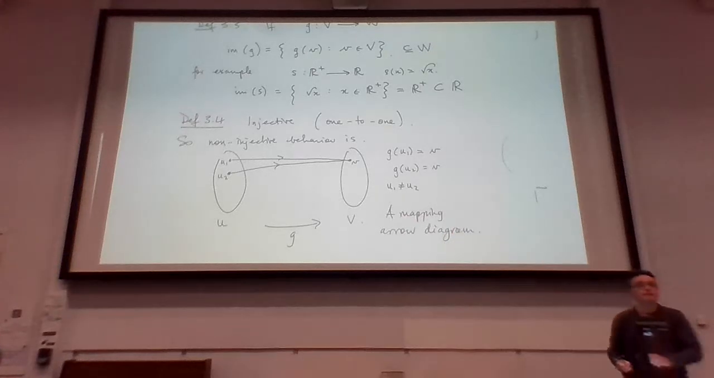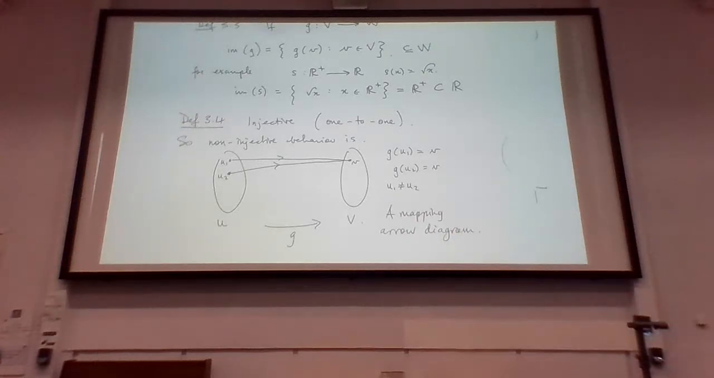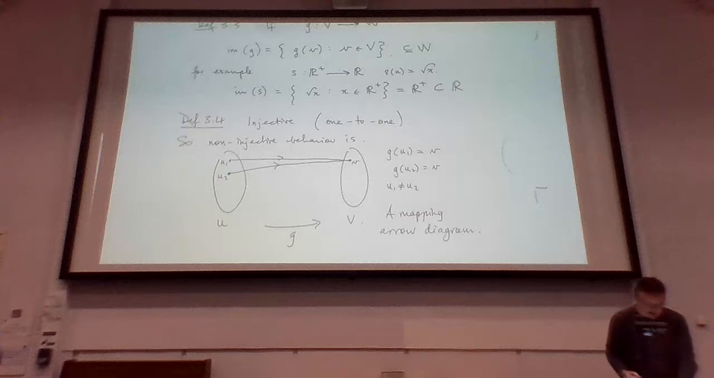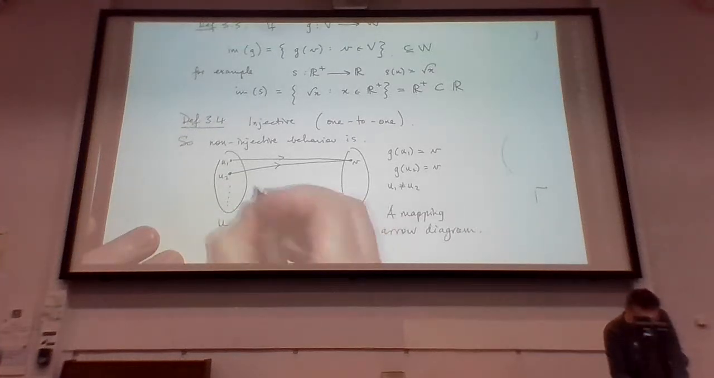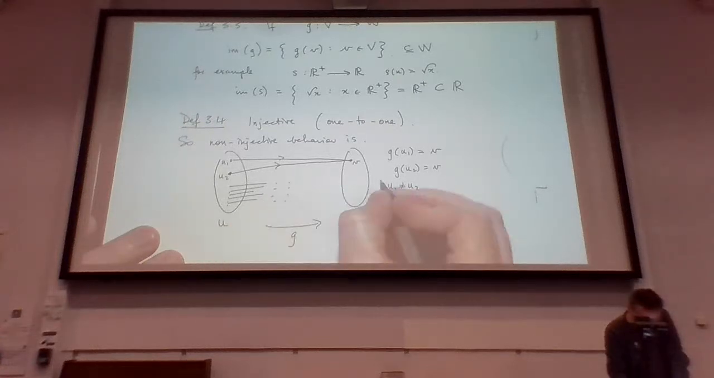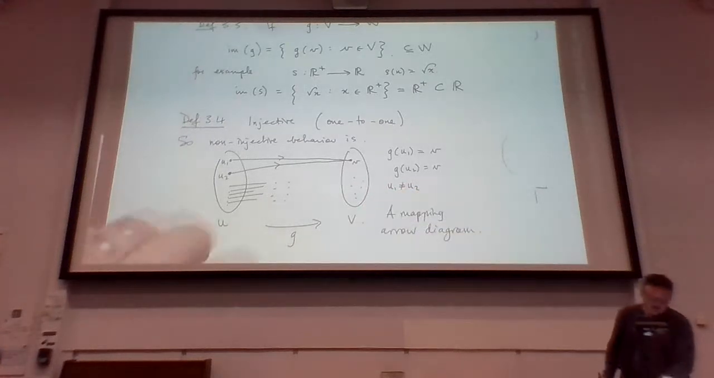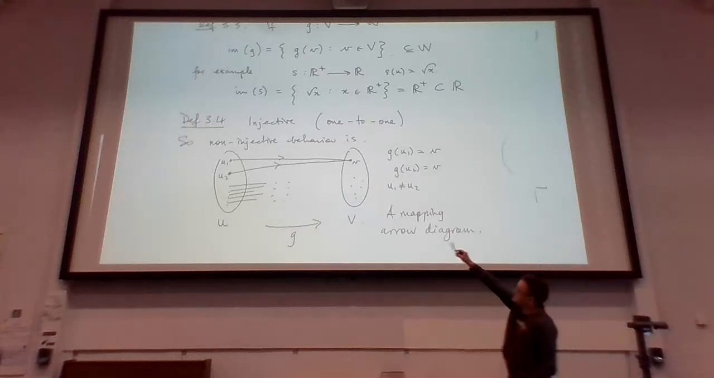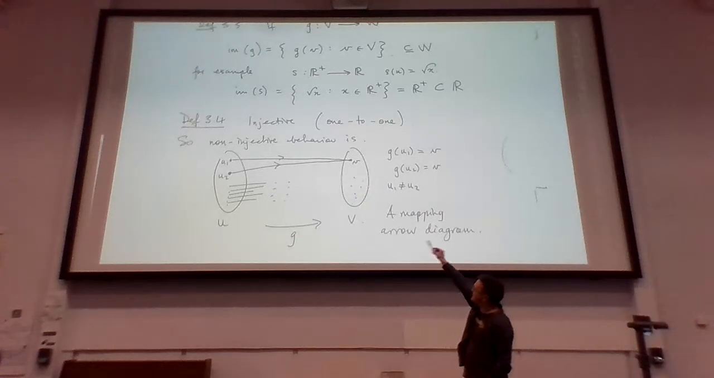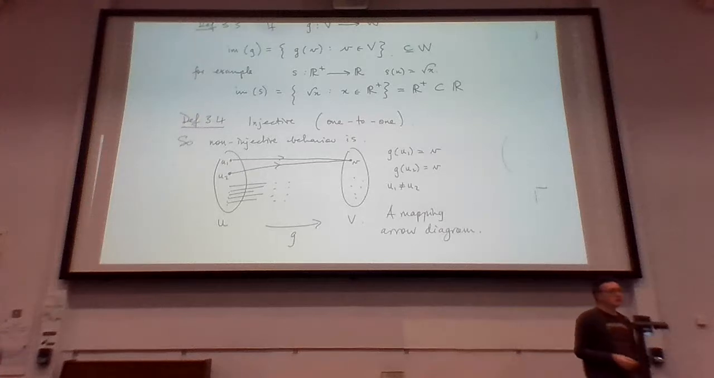Okay, so this is one way to illustrate or depict the action of the function, drawing kind of Venn diagrams for the domain and the codomain, and indicating what the function is doing by arrows. Of course, you could have lots of other elements over here, lots of arrows coming out, going various places in V. But if you have this kind of behavior, where you have two or more different elements getting sent to the same element in the codomain, that's non-injective behavior.